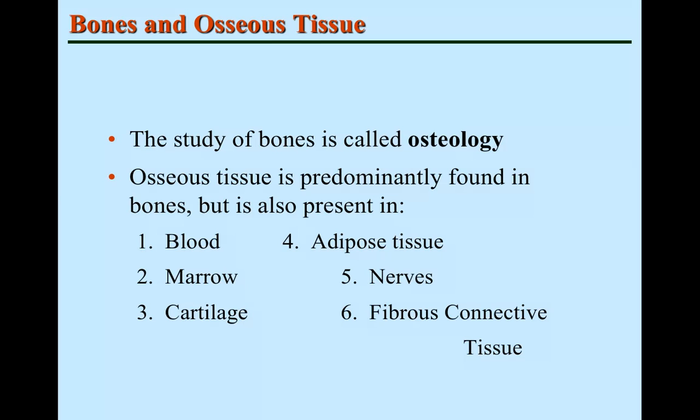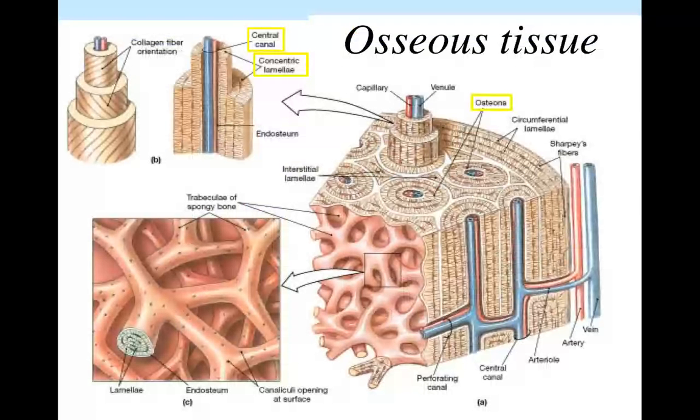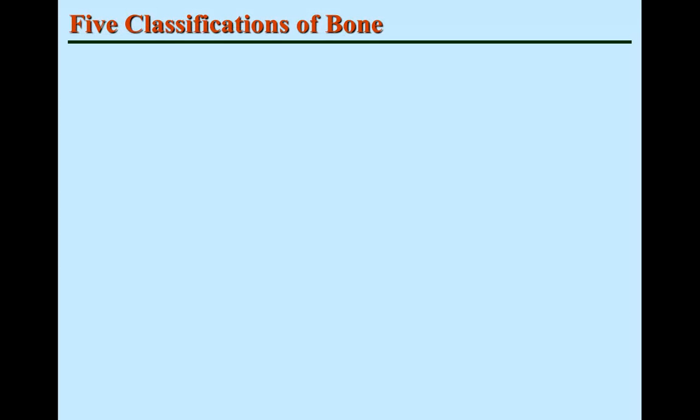Cartilage is attached to bone. Adipose tissue is also found in bone. Anything fibrous connective tissue, your dense connective tissue for your tendons and ligaments, is attached to bone. Nerves run through bone. So anytime you have something associated with bone, it might pick up a little bit of osseous tissue. All right, so that's basically where we're starting right now.